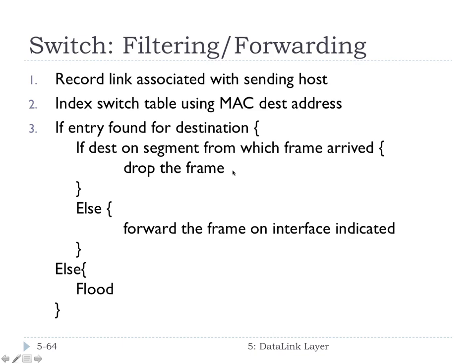So it may be that there are actually 2 computers on that same link that are talking to each other, and that switch doesn't need to be involved. It doesn't need to forward it to any of the computers on the other links. If the destination is in the table on a different interface, then we forward the frame to that interface. If it's not in the table at all, that's what this else block is for, then we will flood it or broadcast it. And that means we're going to forward it on all interfaces except the one that it arrived on.